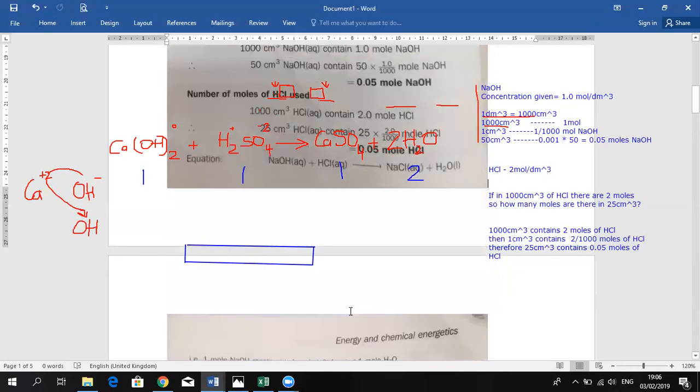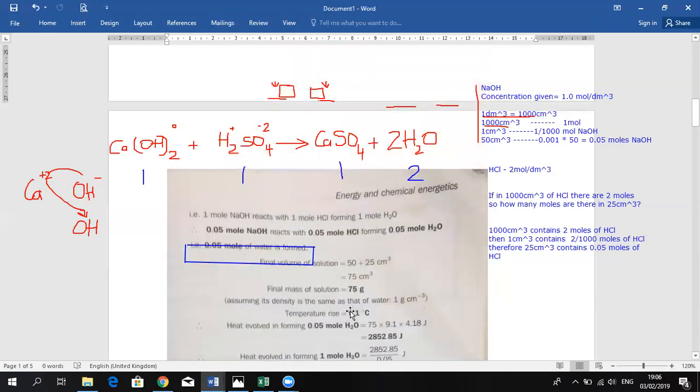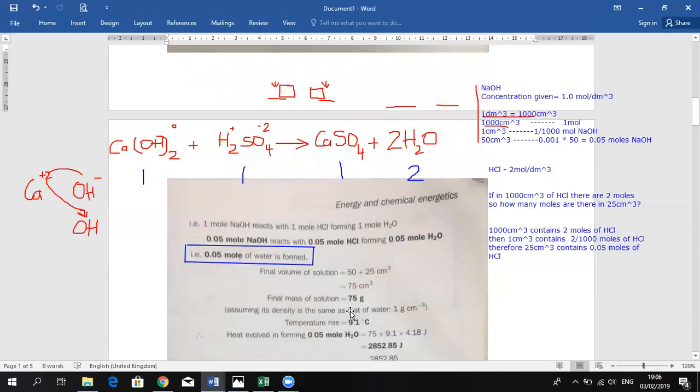So going back to here, now that we know 0.05 moles of water is formed, we're now going to calculate what the final volume of the solution was. And now that one is not too difficult because we started with 50 cm cube of the sodium hydroxide, and then we added 25 cm cube of the HCl. So, I mean, it's not rocket science. It had to be 75 centimeters cube in all inside of that little cup.